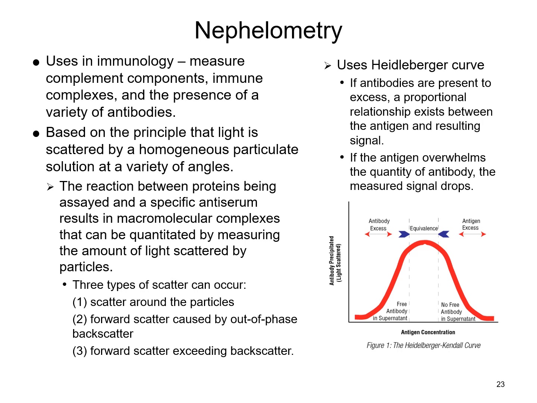So there are 3 types of scatter. You can have scatter around the particles, you can have forward scatter caused by out-of-phase backscatter, and you can also have forward scatter exceeding that backscatter. Nephelometry does use the Heidelberger curve, which should look familiar because we just talked a little bit about this. Basically, if antibodies are present in excess, a proportional relationship exists between the antigen and resulting signal. If the antigen overwhelms the quantity of the antibody, then the measured signal drops. So it's that prozone and postzone effect that's taking place there.